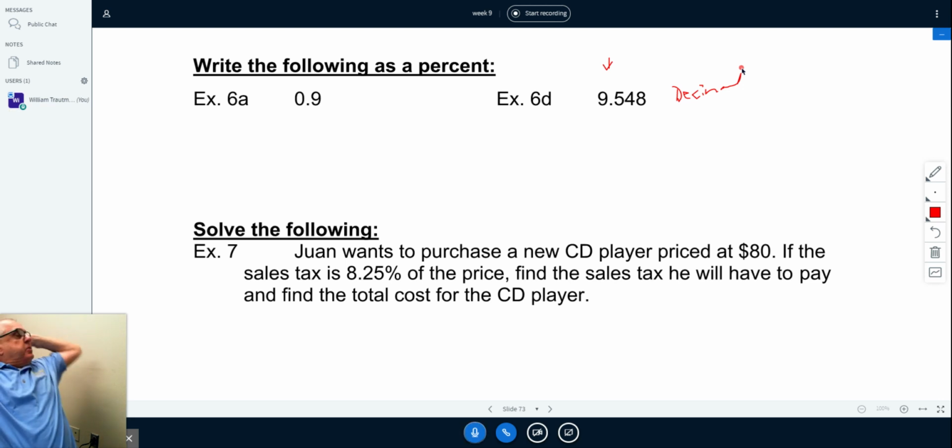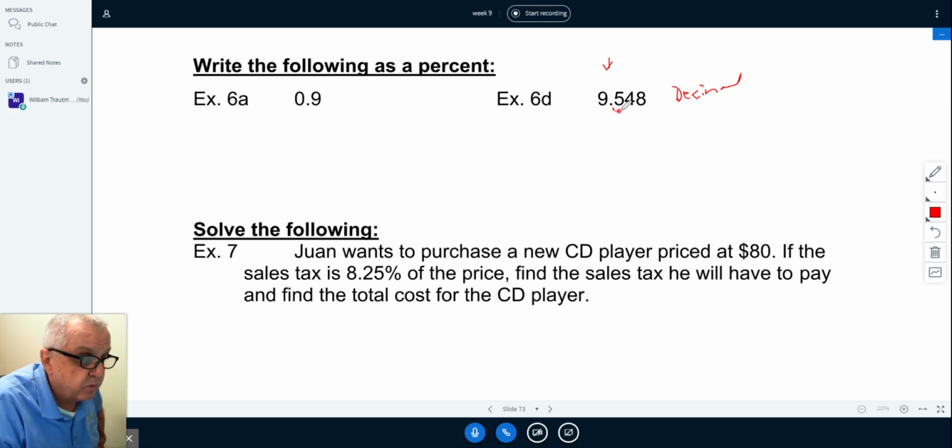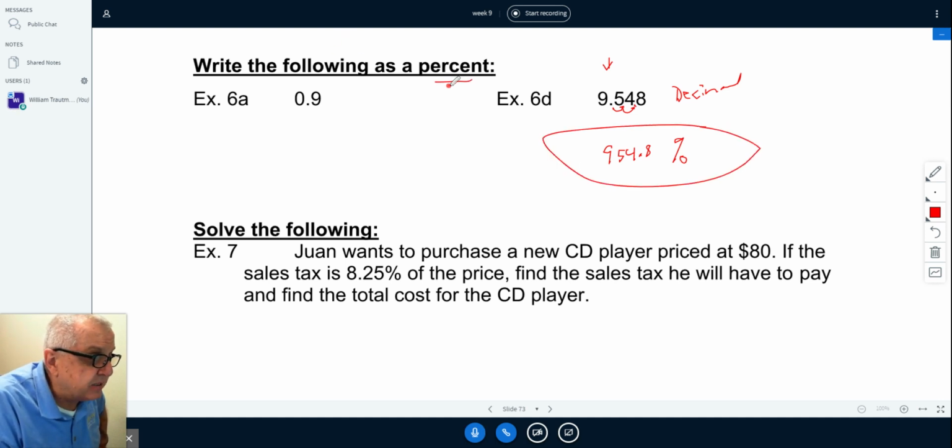Changing decimal to percent, if you look at your formula sheet, move the decimal place 2 places to the right. 1, 2, and we get 954.8. I move the decimal 2 places to the right, and then I add the percent symbol because it's now a percent number.